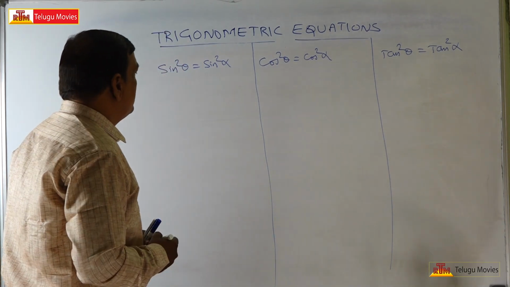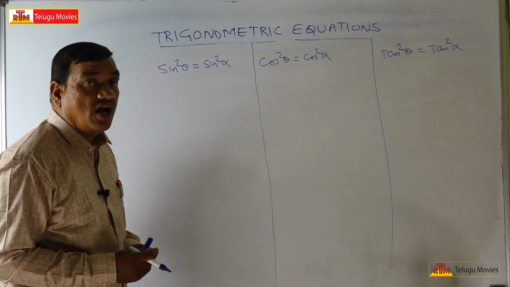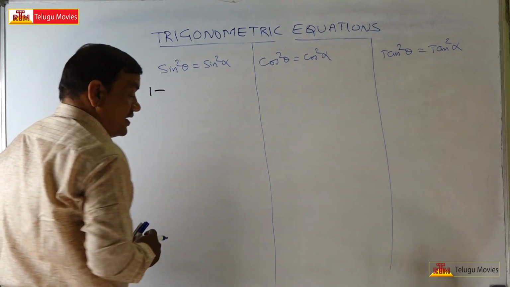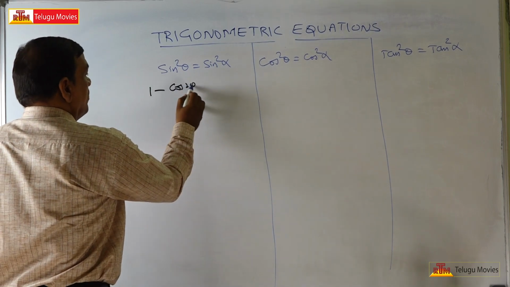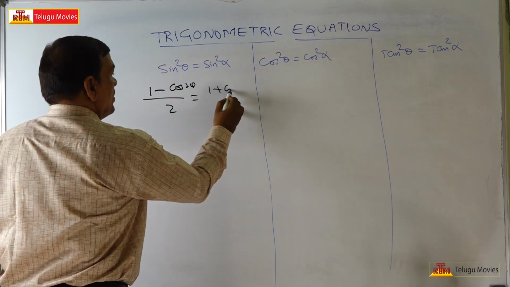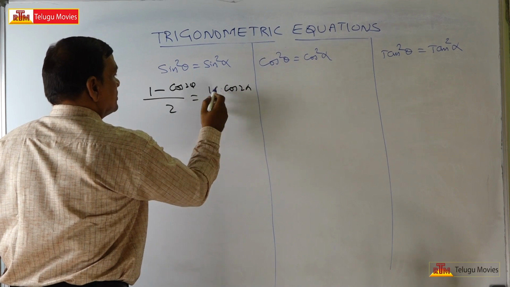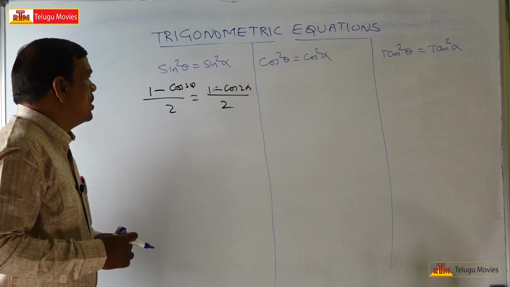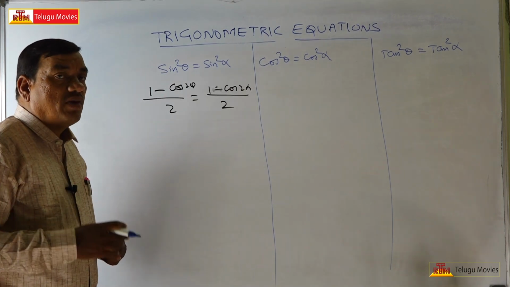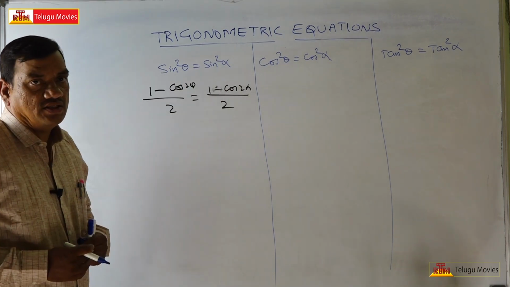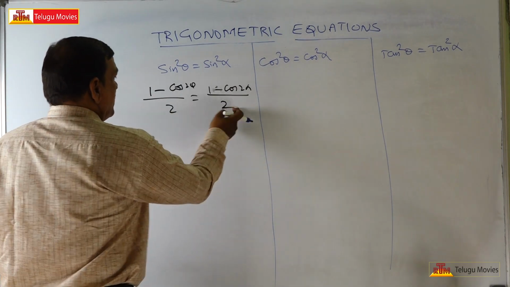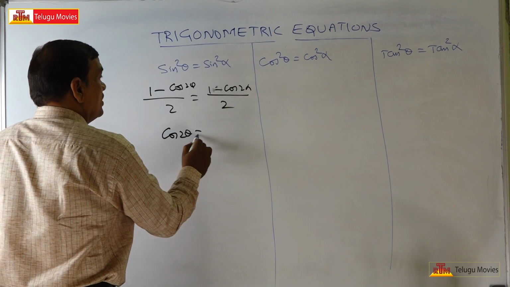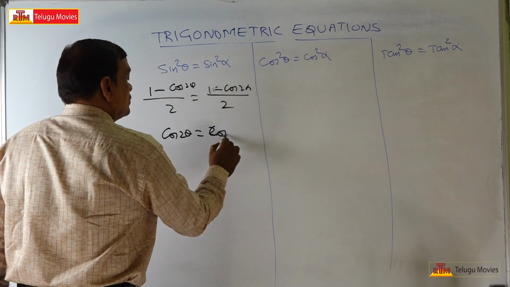See here, sin square theta is equal to sin square alpha. In trigonometry, we know that sin square theta is equal to (1 minus cos 2 theta) by 2. This is (1 minus cos 2 alpha) by 2. From the formula cos 2 theta is equal to 1 minus 2 sin square theta, we get this. Now you can cancel 2, and the minus signs also cancel. So cos 2 theta is equal to cos 2 alpha.